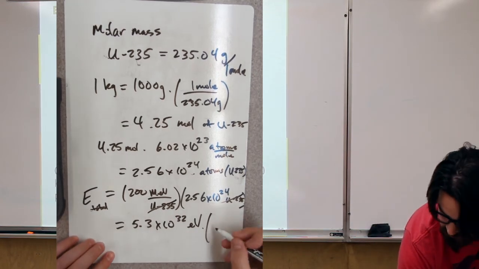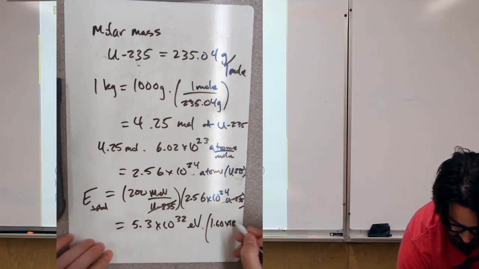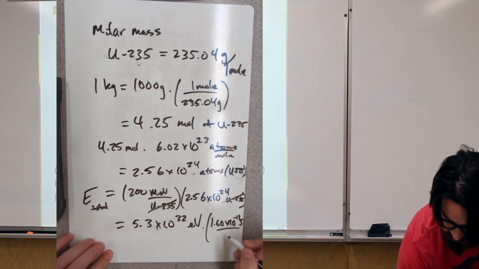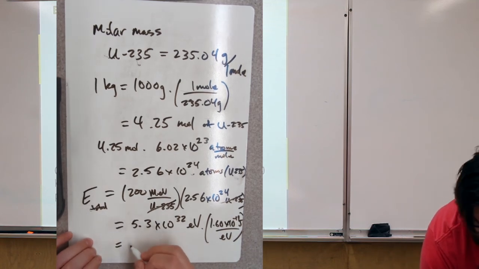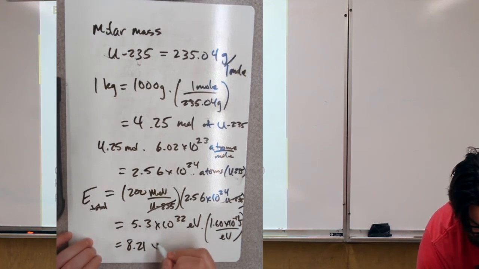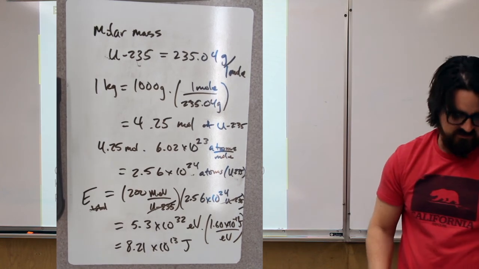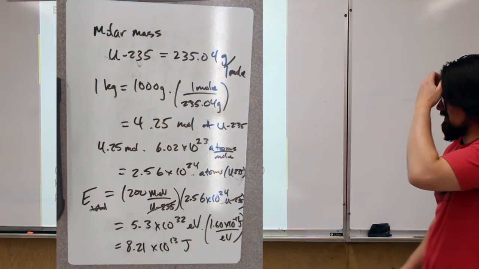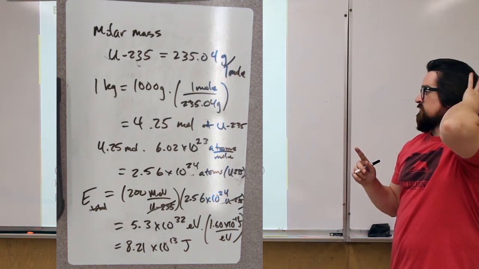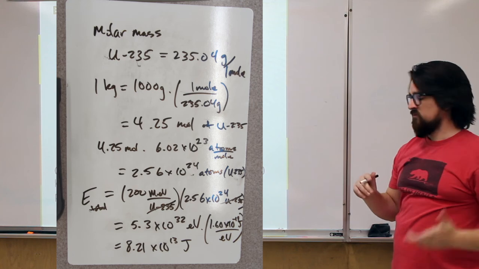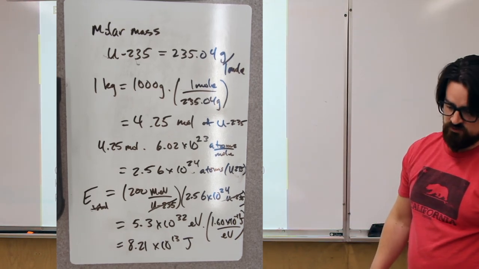Joules, we can convert to joules. About 1.6 times 10 to the minus 19th joules per electron volt. So this turns out to be 8.21 times 10 to the 13th joules. That's still a heck of a lot of joules. So 1 kilogram of uranium-235 going through fission releases 10 to the 13th, almost 10 to the 14th joules.